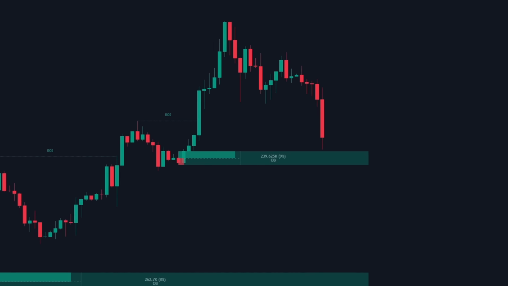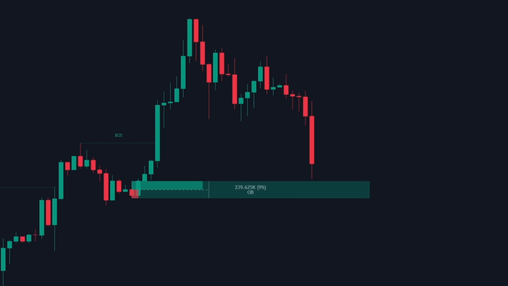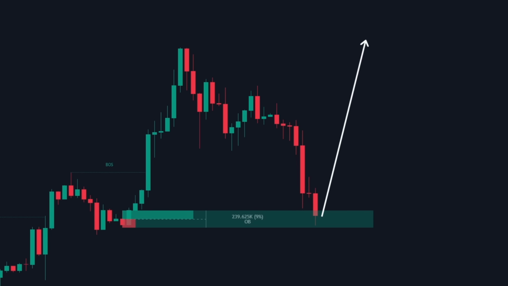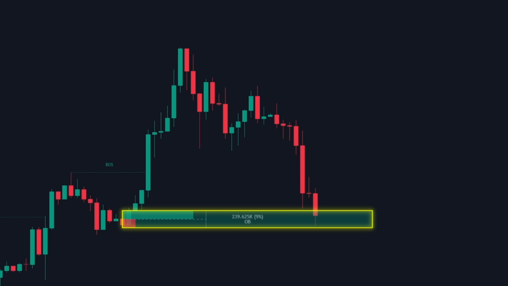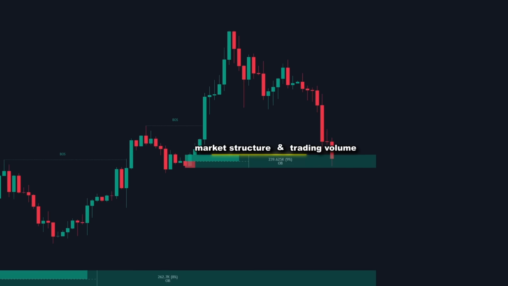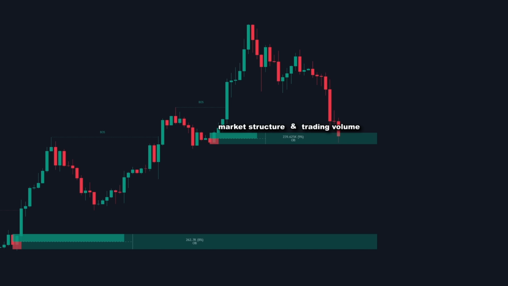As we mentioned, these marked zones are considered specific price areas on a chart where market reactions are likely to happen. So essentially, when price comes back to these order blocks, we anticipate a potential rejection and look to enter a trade. The indicator applies a specific method to detect these order blocks, displaying only those validated by market structure and trading volume. However, we must search for the entry trigger and confirmation on the lower timeframes.